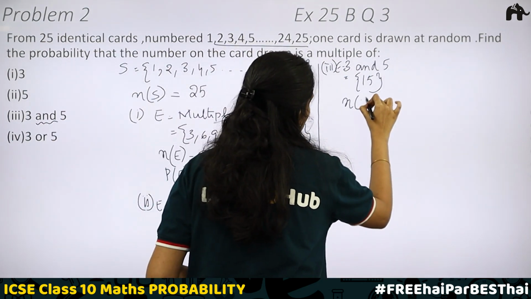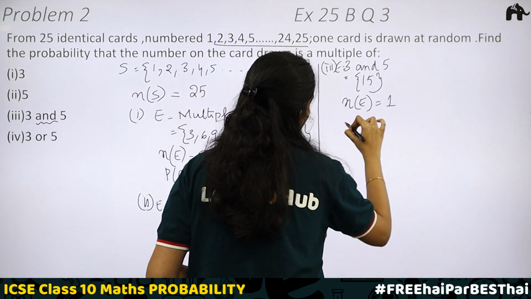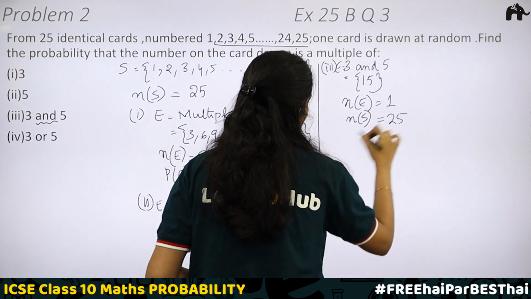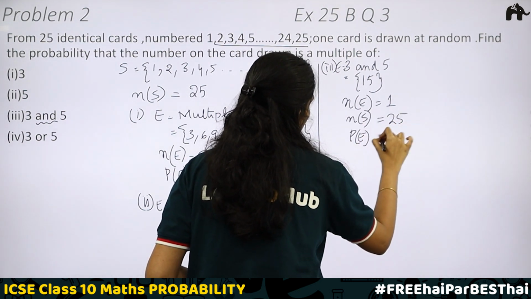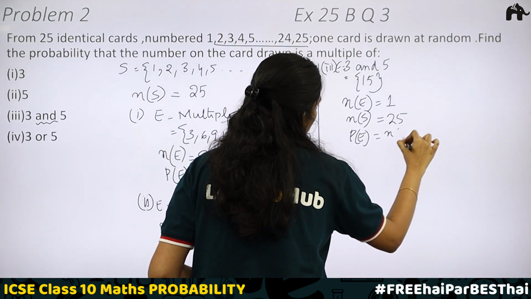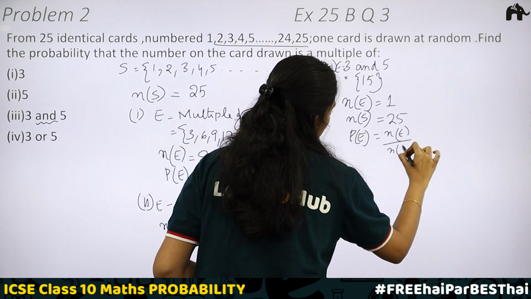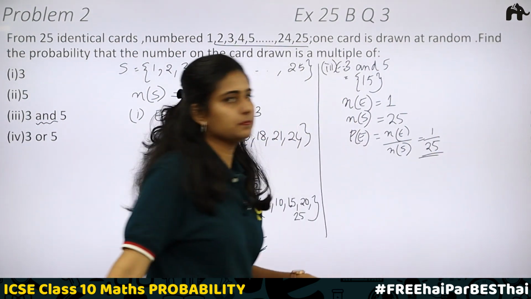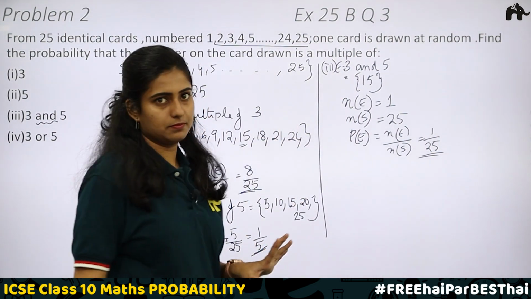Number of outcomes favorable to the event is equal to 1. Total number of outcomes we have 25. Therefore, the probability of event will be equal to number of outcomes favorable divided by total number of outcomes, 1 by 25. Clear? 1 by 25.